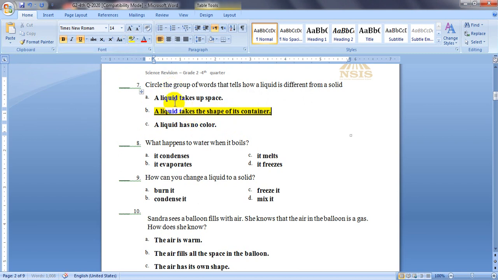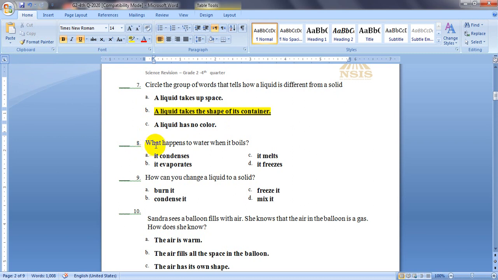Why don't we choose letter A? A liquid takes up space. Because also a solid takes up space. What about letter C? A liquid has no color. Because most liquids have colors, like milk, juice, coffee, and many other liquids. Only water is transparent, it doesn't have color, but most liquids have colors.